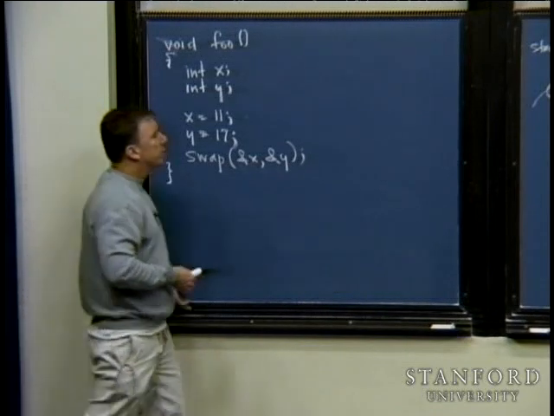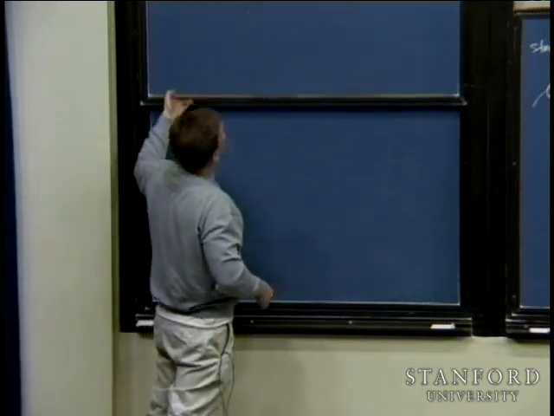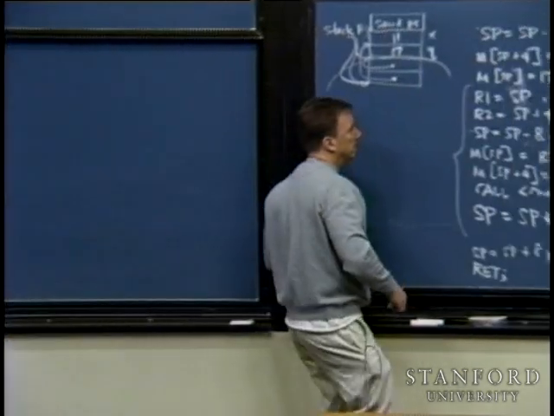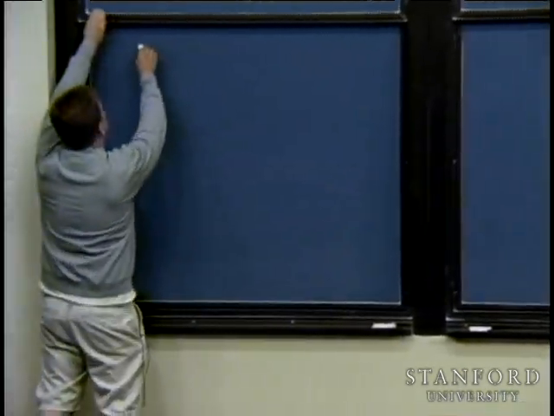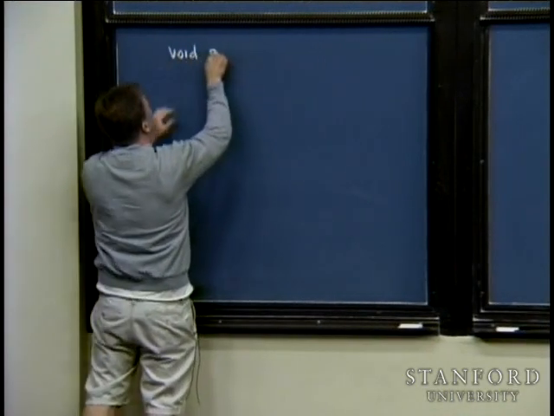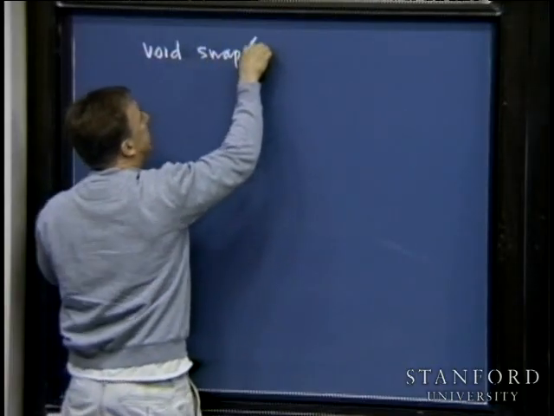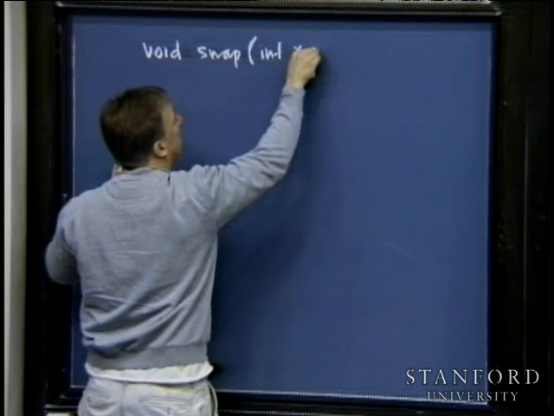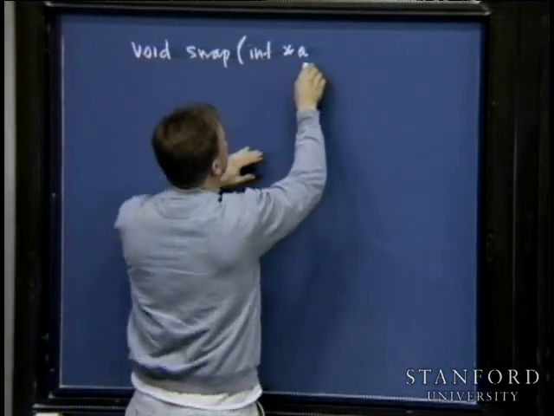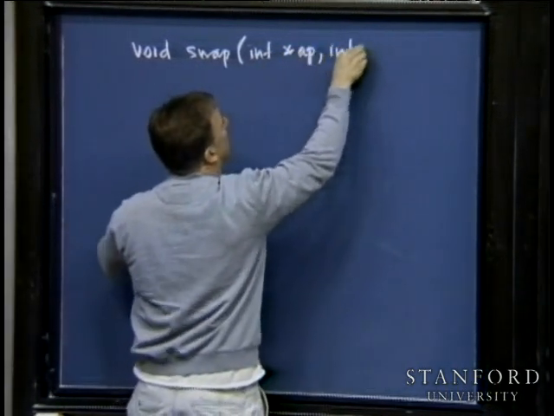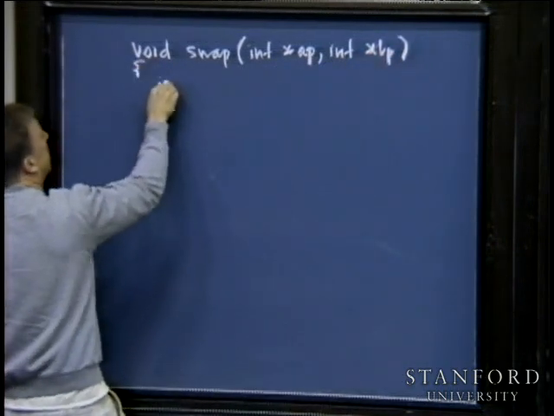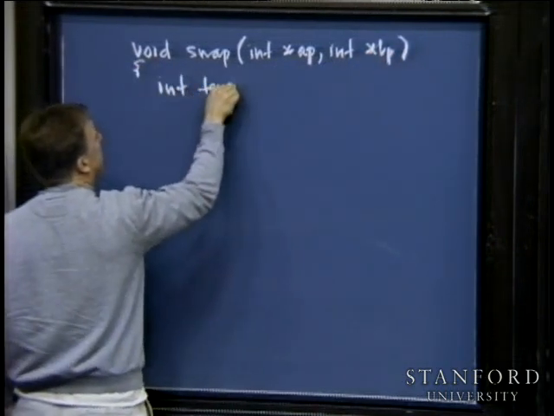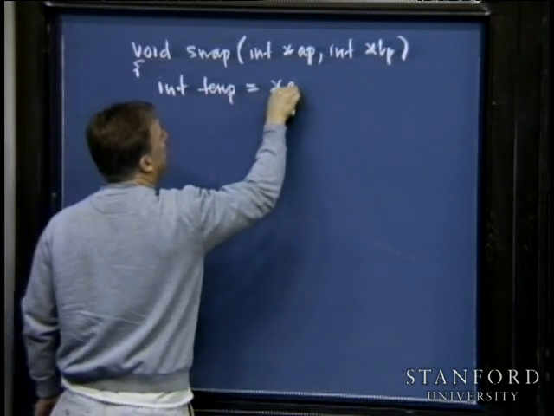As far as the code for swap is concerned, this is a void swap. I'll write it to be int star specific. int star AP, int star BP. int temp is equal to asterisk AP.